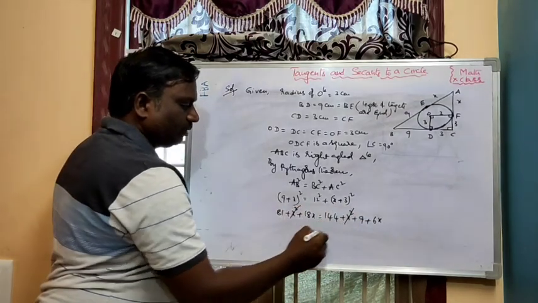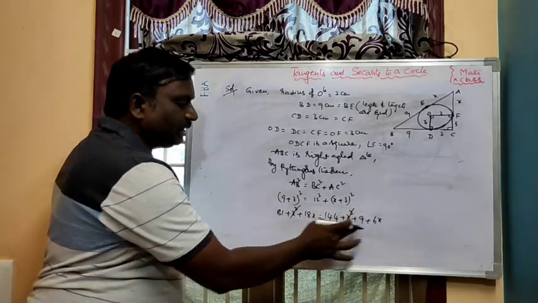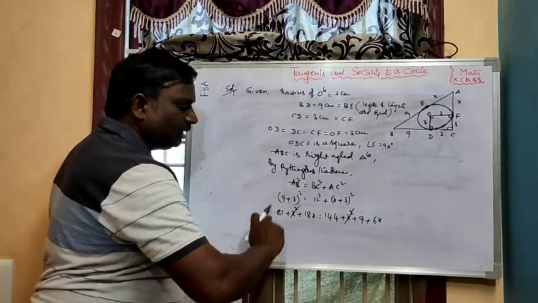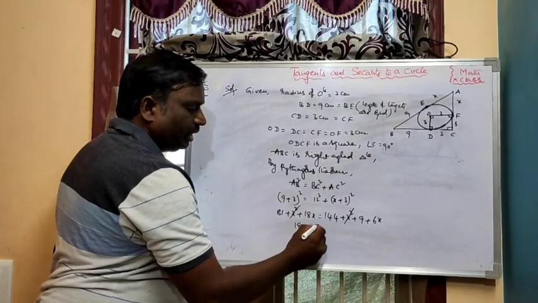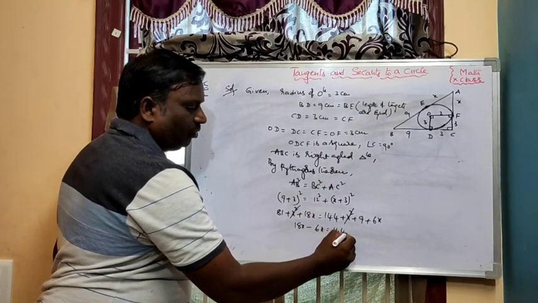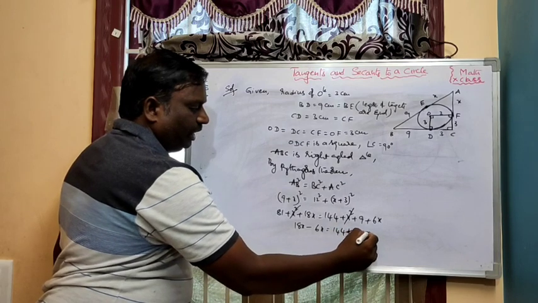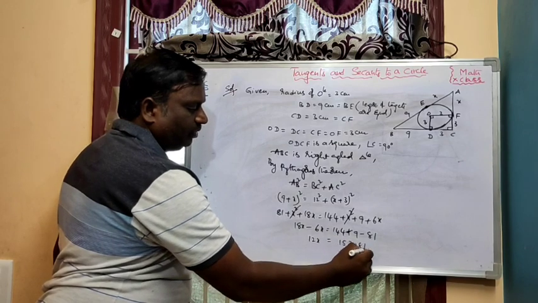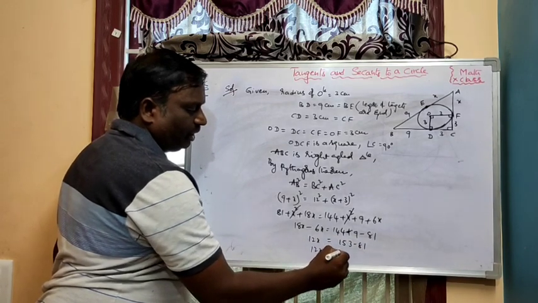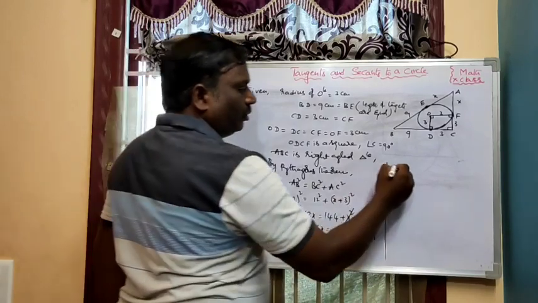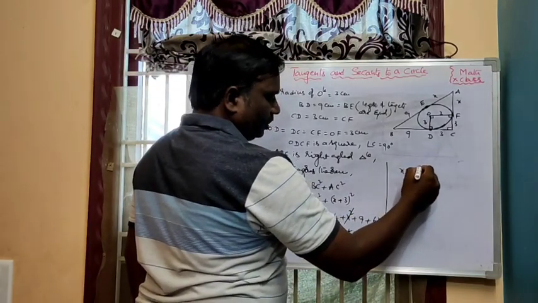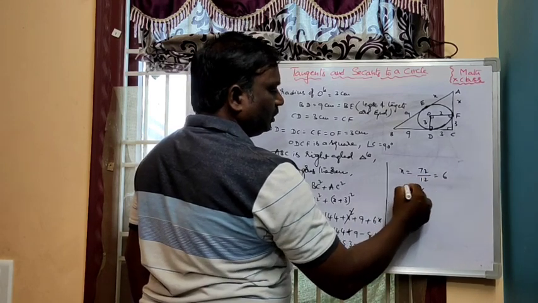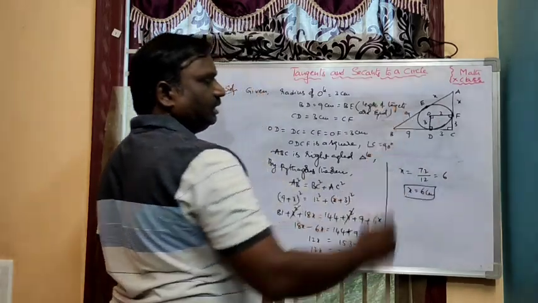So x square cancels. Then 18x and 6x, 6x is the smaller one, so take 6x to this side, and 81 to the other side. 18x minus 6x equal to 144 plus 9 minus 81. So this is 12x equal to 153 minus 81, 12x equal to 72. If 12x is 72, x equal to 72 by 12, that equal to 6. x equal to 6 centimeters.